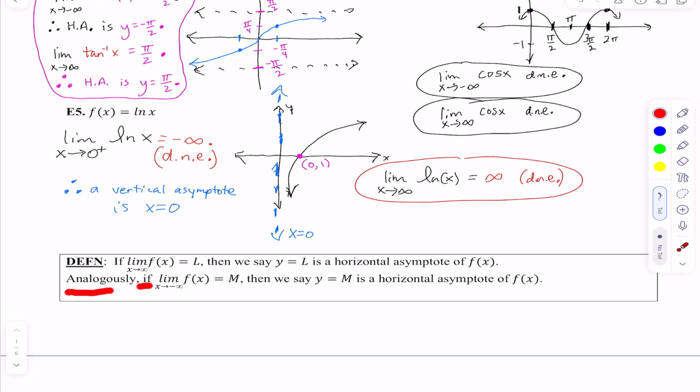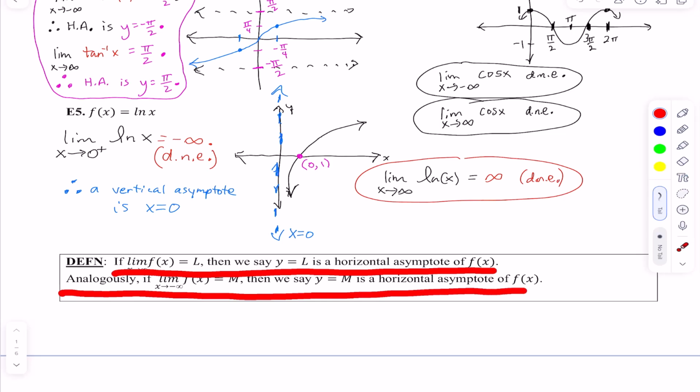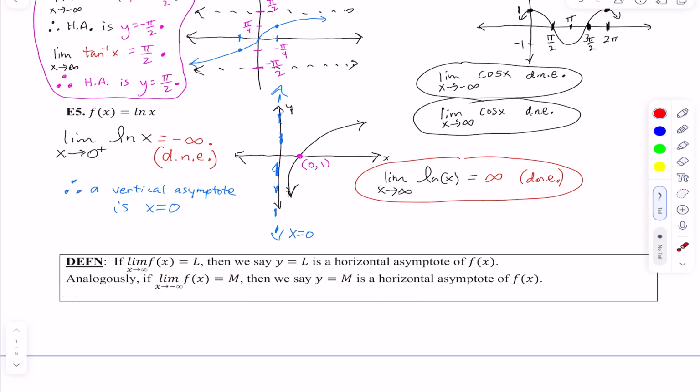Analogously, if x approaches very large in the negative direction of a certain function f of x, and it approaches a finite number m, then we can say y equals m is a horizontal asymptote of f of x. So from the previous examples, can you spot how this formal definition is being written out just from observations? Go ahead and do that.